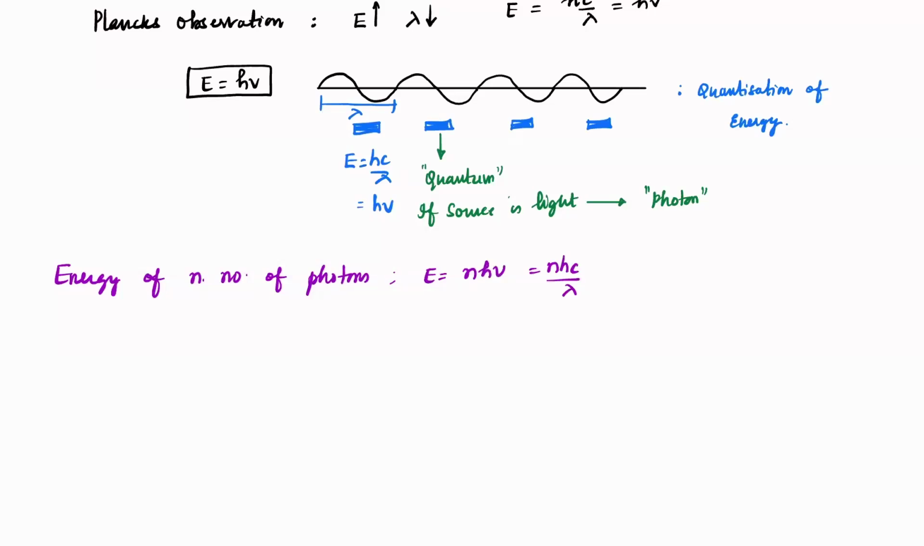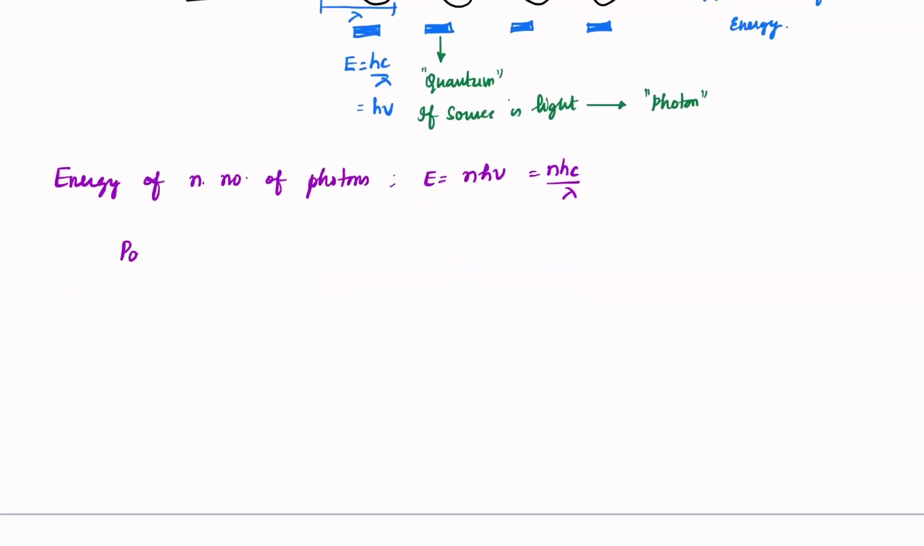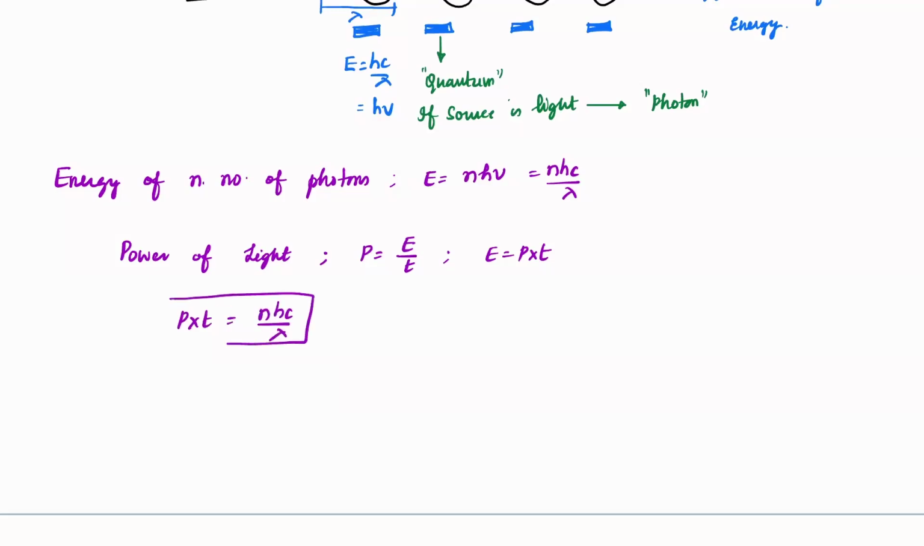Sometimes in the questions, instead of directly giving the energy, they will give you another term called power. Power of light. How much is the power of light, or how much is the power of the quantum which we are observing? So power by definition is energy upon time. So from here you can write energy is equal to power into t. So the same equation can be represented as power into t is equal to nhc by lambda. Now this becomes a very important formula for solving questions. Clear, everybody?